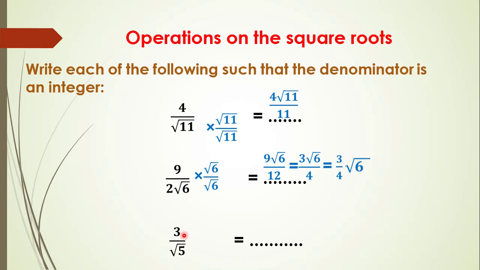The last one, 3 over root 5. I'll multiply up and down by root 5 to get 3 root 5 over 5, or 3 over 5 root 5. They are the same.